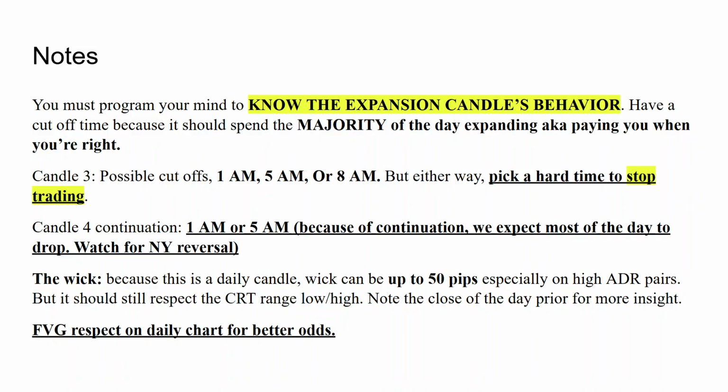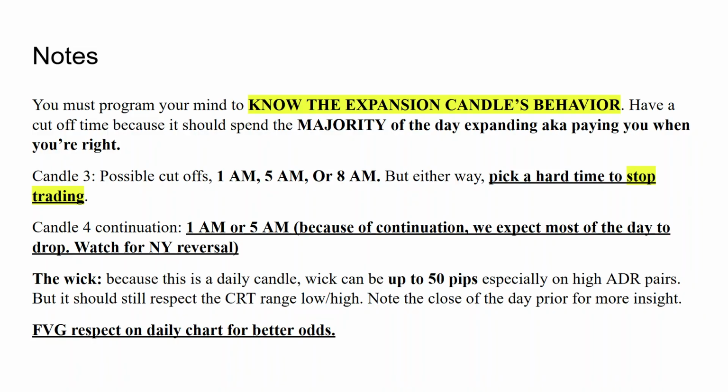So, with candle 3, I recommend stop trading at either 1 a.m. Eastern Standard Time, 5 a.m. Eastern Standard Time. The absolute latest I would do is like 8 a.m. Eastern Standard Time, maybe 8:30 when there's news. It just depends. But ultimately, you need to have a time to say, okay, you know what? The trade's probably not going to work out for the day, and that's fine.